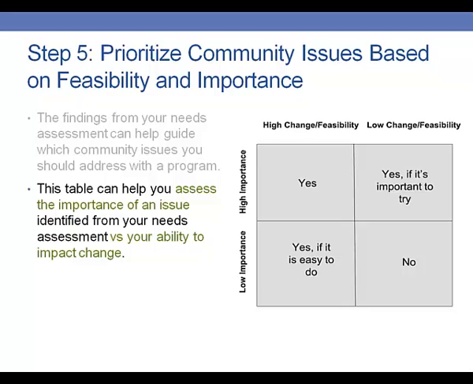But what if something is of high importance to your community, like the upper right-hand side, but you don't believe that you have the ability to be able to change it, or you don't think it's very feasible for you to take on? Should you try? Yes, if it's really important. But if it's not very important and it's not very feasible, then no, this is not an issue you should tackle.